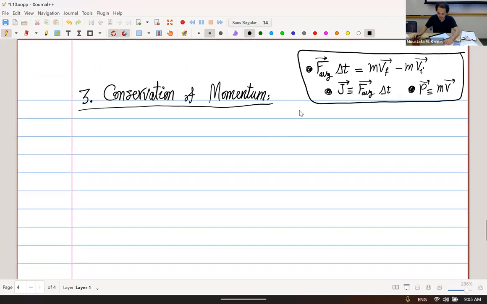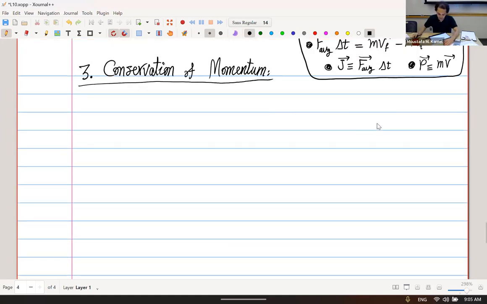So conservation of momentum happens when we have an isolated system, okay? But before that, let's consider just two objects interacting with each other. And in general, this interaction force will be very complicated between them. Sometimes we don't even know how to calculate it. Let's assume we have two objects here.